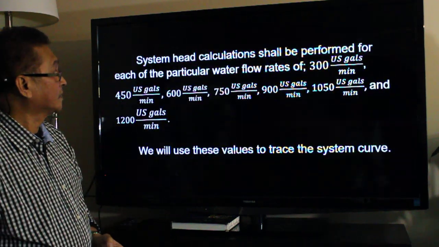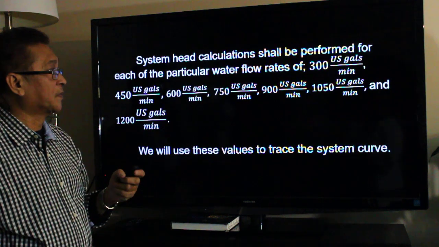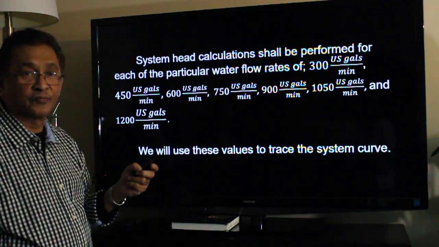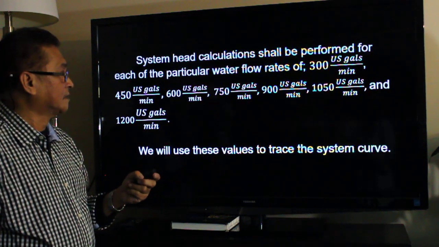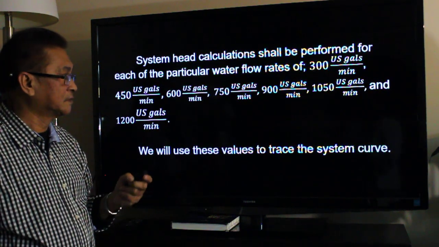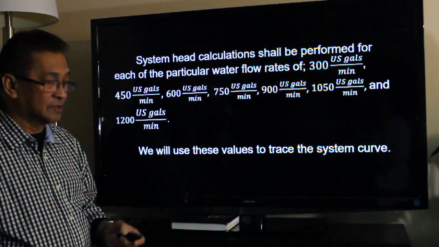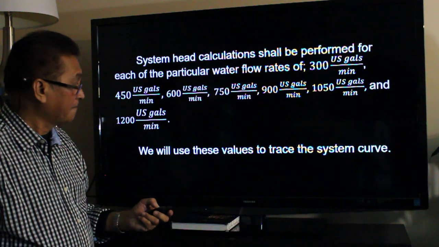4,204.5 feet. The system head calculations shall be performed for each of the particular water flow rates of 300, 450, 600, 750, 900, 1050, and 1200 US gallons per minute. We will use these values to trace the system curve.